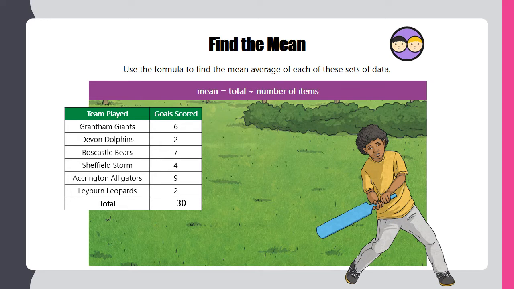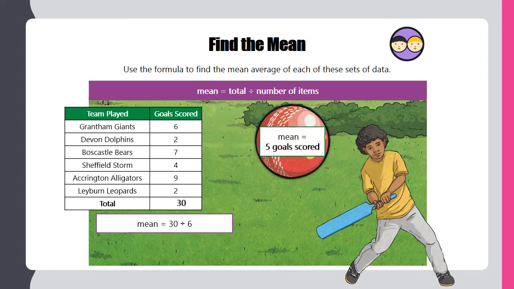But we're not finished there. We need to now divide it by the number of items. So we have a 6, 2, 7, 4, 9 and 2. We had 6 items that we added together to make 30. So we do 30 divided by 6. We know that 30 divided by 6 equals 5. So the mean, the average number of goals scored using the mean, is 5. Okay, so 5 would sit somewhere amongst the numbers that we have there.